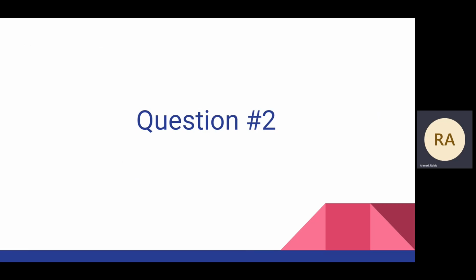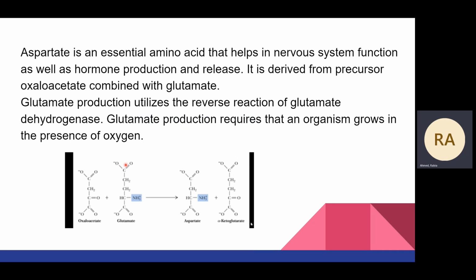Okay, question number 2. This is the last question we're going to do for the day. So aspartate is an essential amino acid that helps in nervous system function as well as hormone production and release. It is derived from precursor oxaloacetate combined with glutamate. Glutamate production utilizes the reverse reaction of glutamate dehydrogenase. Glutamate production requires that an organism grows in the presence of oxygen. So here's our little diagram. Shows how we get to aspartate.